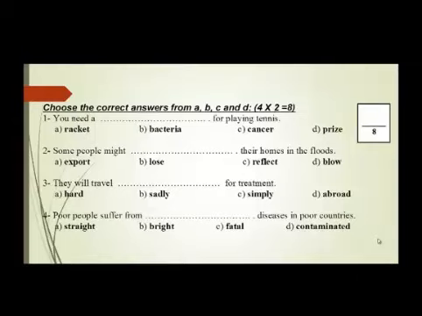Number 1. You need a for playing tennis. What do you need for playing tennis? Racket, bacteria, cancer, prize. And the answer is racket.